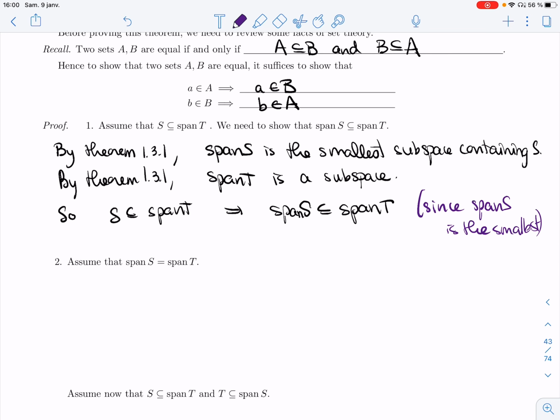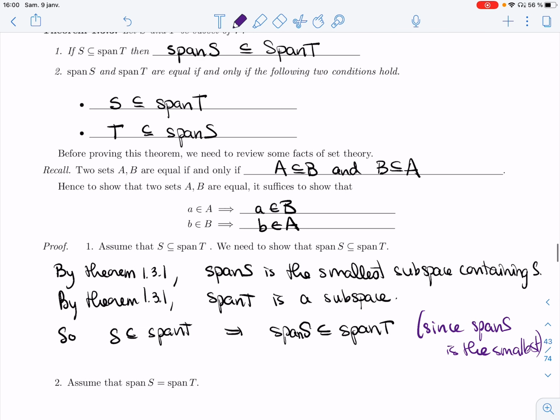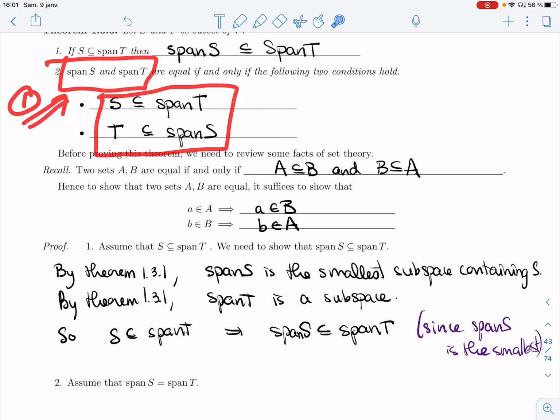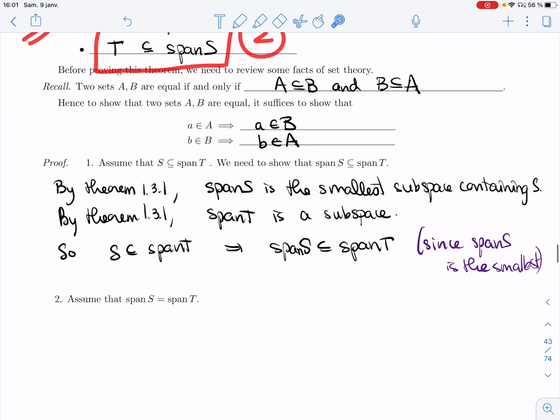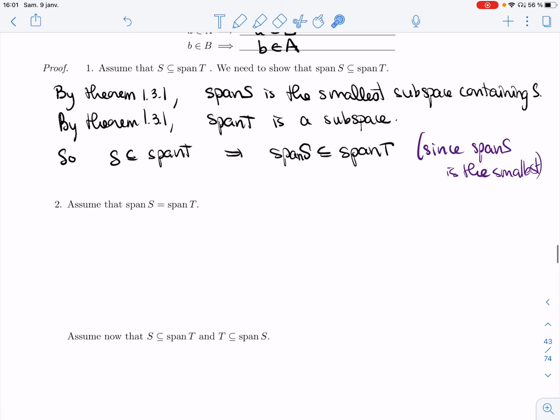All right, that's it for part one. We're going to use part one in part two, which is why it's there. In part two, I want to prove an if and only if. And if you remember, I need to show that the two boxes are equivalent. So in the first part, I'm going to assume box one, and I'm going to prove box two. And then in the second part, I'm going to assume box two, and I'm going to prove box one.